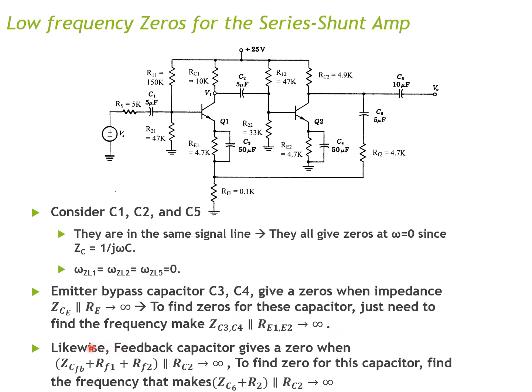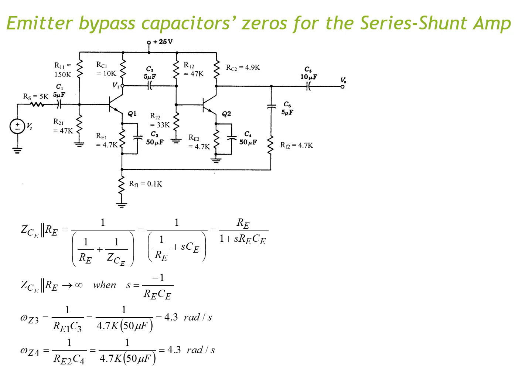So likewise, we have the bypass capacitor. It will give a zero when this whole branch, okay, in parallel with this one, goes to infinity. So it will give a zero. To find the zero for this capacitor, we have to find which term makes this go to infinity. So for the bypass capacitor, let's write down, we want to make this go to infinity, right? So we have to write down what it is in terms of frequency.